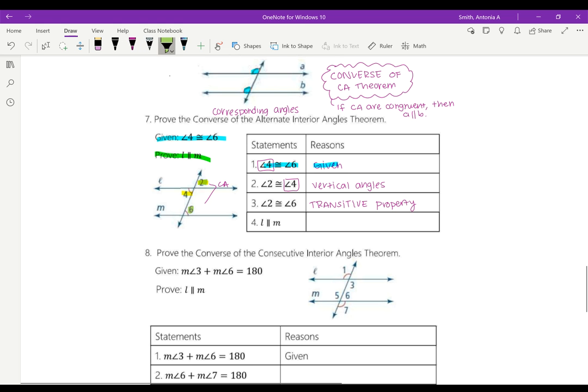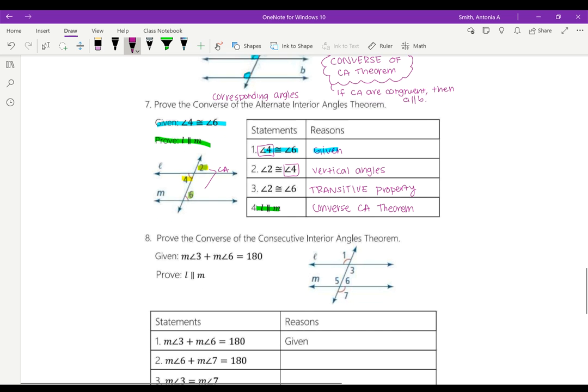So because I am trying to prove that these two lines are parallel, I know I'm going to use a converse here. Whenever your last line is parallel lines like this, you're always going to be using a converse of a theorem. So what converse do we use? Well, what kind of angles did we see in the statement right above? We saw corresponding angles. So the converse of the corresponding angles theorem tells us that those lines have to be parallel, which is exactly what they wanted us to prove.